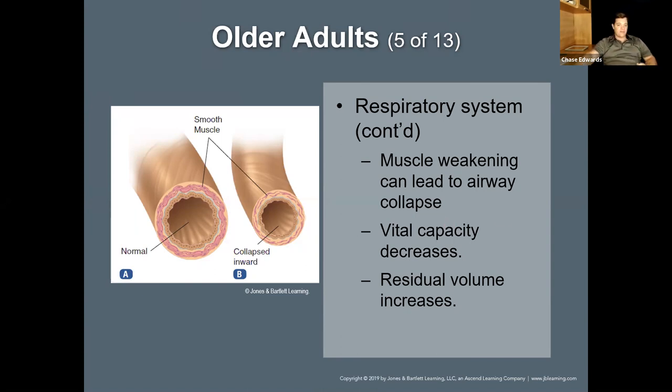Holy cow! I guess I didn't have enough water to drink while I was there. Maybe I did.